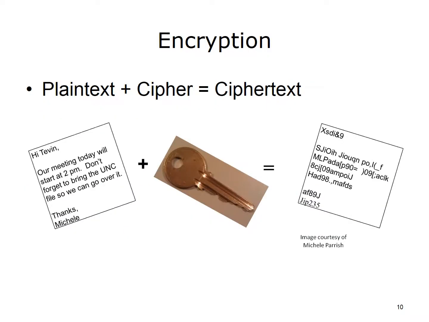Slide 10. A tool that can be used to ensure the integrity of data is encryption. Encryption is the process of taking data, referred to as plain text, and applying an encryption algorithm called cipher to create ciphertext. This ciphertext is unreadable by anyone that intercepts the data as it is being transferred. In order to decrypt the data, a receiver must have the same cipher and the key that was used to encrypt the data.